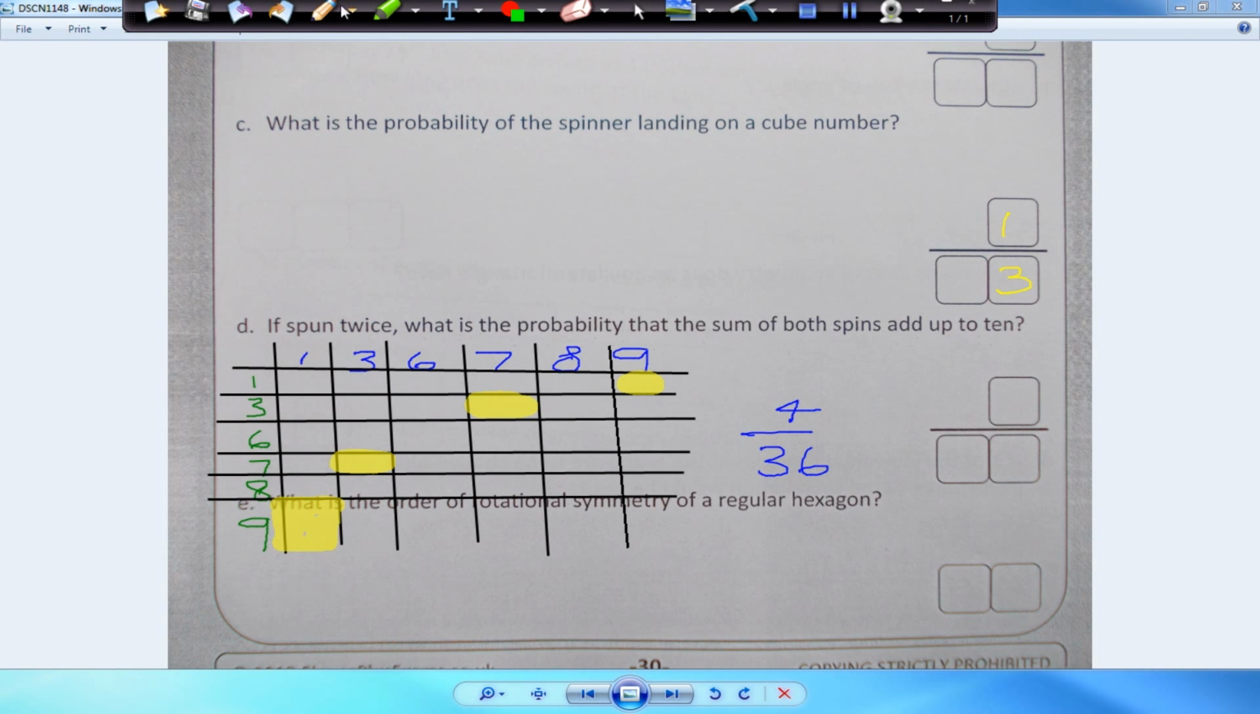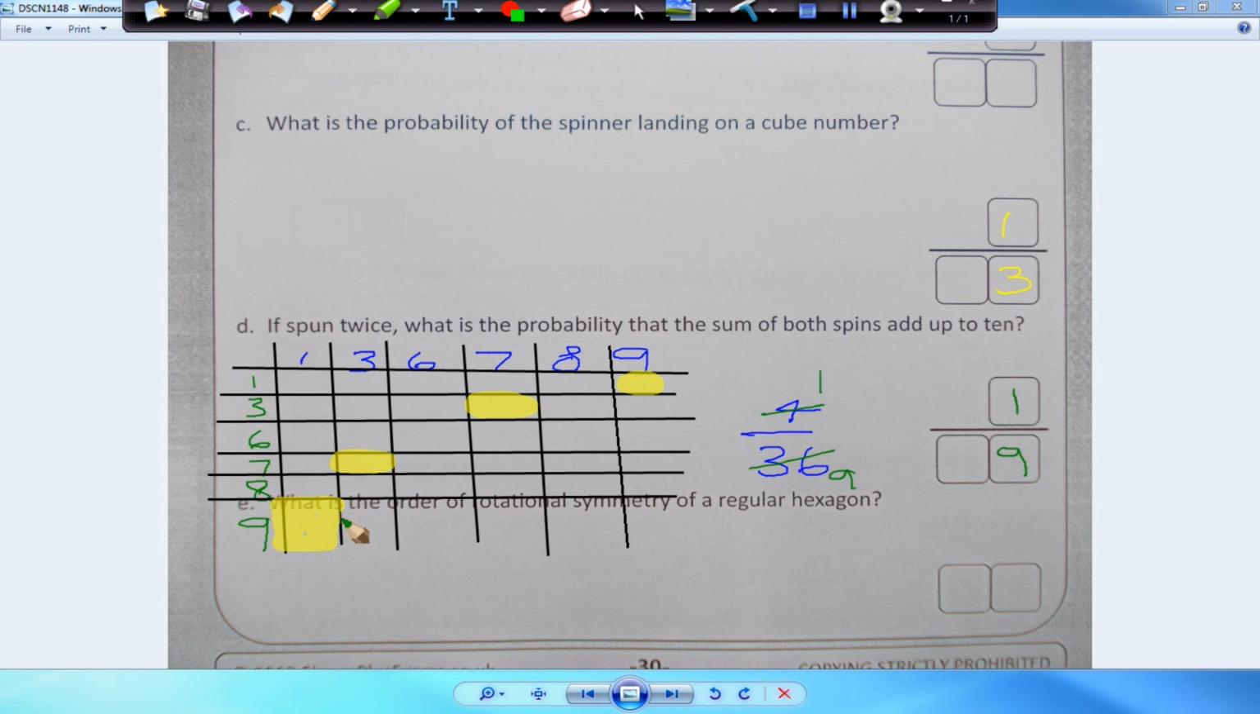Now 4 over 36 so far is correct. So we divide this by 4, the highest common factor, and that gives us an answer of 1/9. So we didn't have to fill the boxes, we just highlighted them and looked at them. We have 4 chances out of 36 chances, so 1/9. This is done. Are you happy with the box, folks?